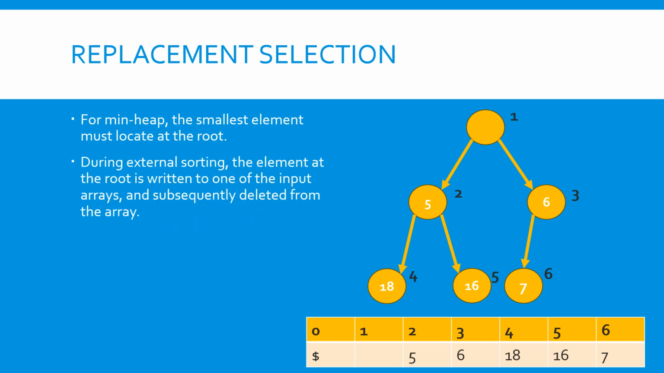For a min heap, the smallest element must be located at the root. The heap sort algorithm iteratively outputs the root, removes it from the heap, and adjusts the heap. In the context of external sorting, when outputting the root, it is directly written to the corresponding external array. After outputting the root, the corresponding data element is removed from the heap.